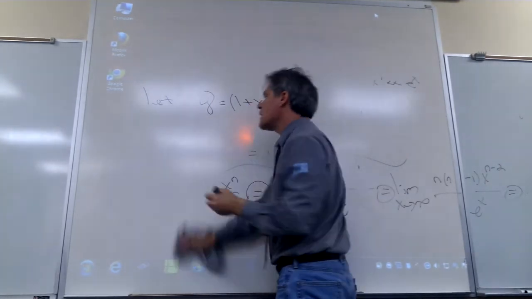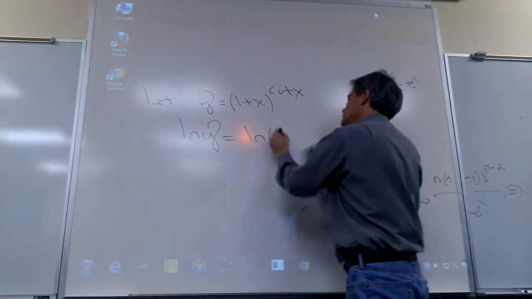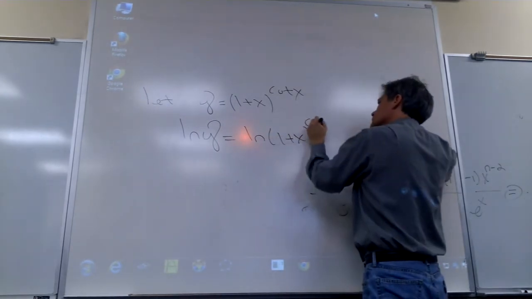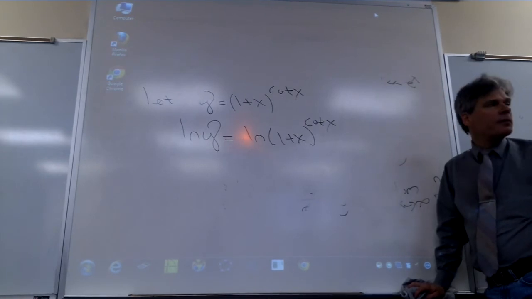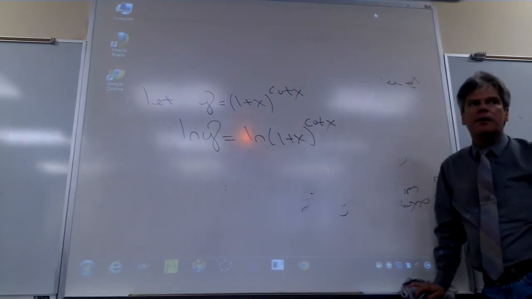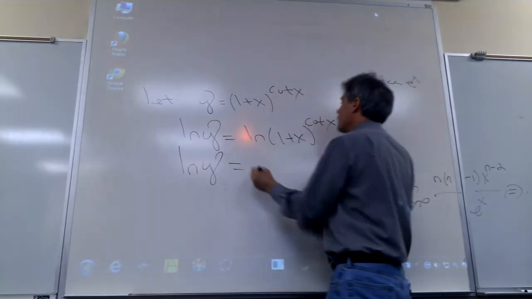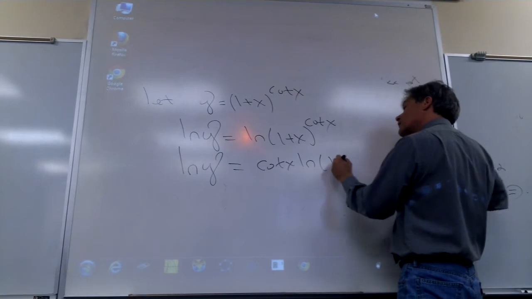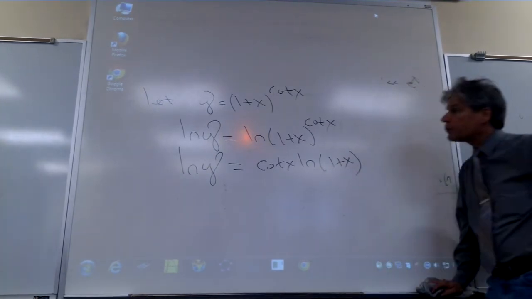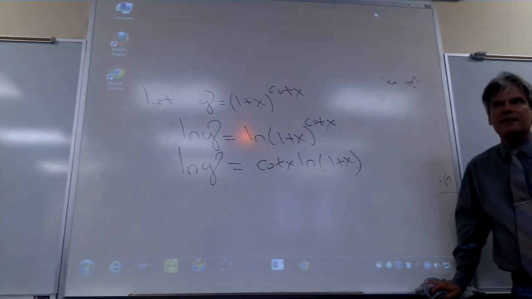And if you guys allow me, I'll take the natural log of both sides. Am I making things more difficult by taking the natural log of both sides? No, I don't think I am. Because technically speaking, on the right-hand side of the equal sign, what I really have is the cotangent of x times the natural log of 1 plus x, just using my basic properties of logarithms.